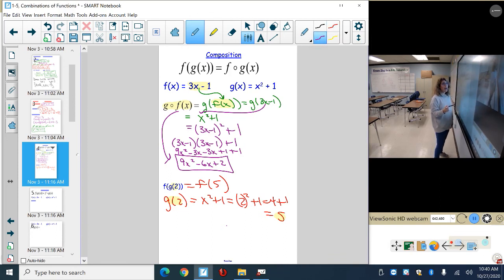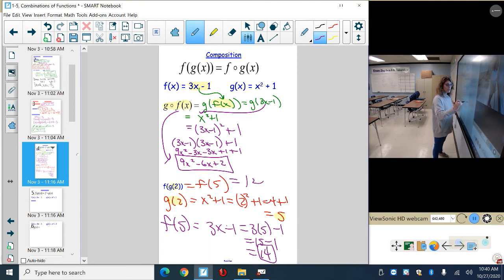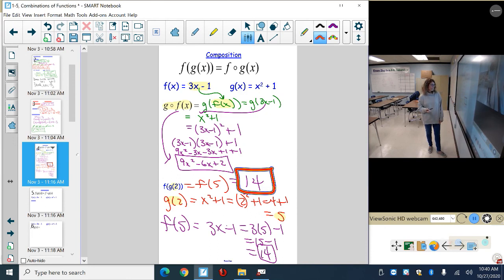That means I'm going to take my f function, which is 3x minus 1, and I'm going to plug in a 5 for that. So that's 15, take away 1, which is 14. So that means f at 5 is 14, and guess what, folks? This right here is the final answer. That's what we're looking for, okay?